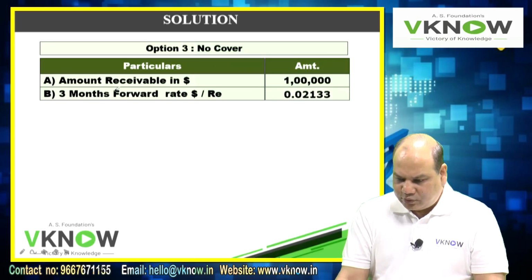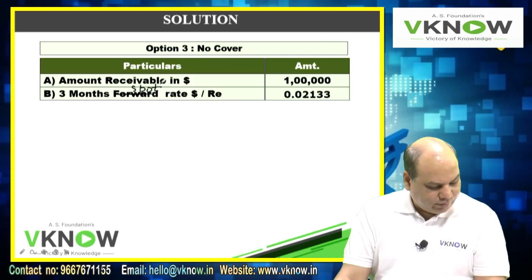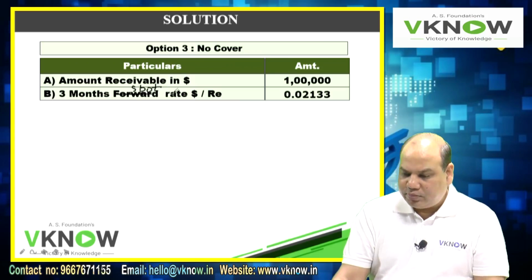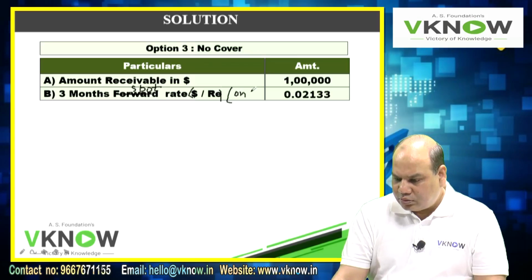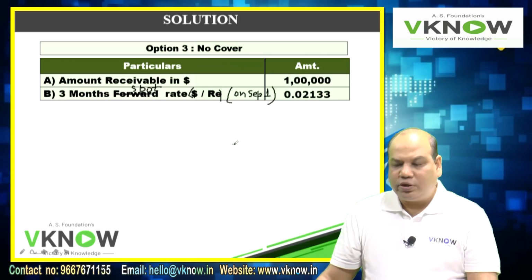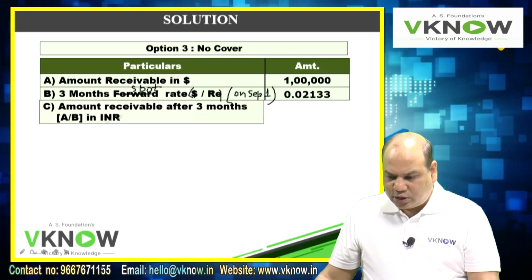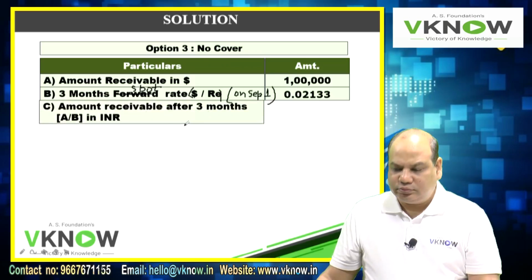Actually it should not be forward. It is the 3 months spot rate, in the last 3-4 lines of the question. On September 1, 2005, the 3 months spot rate, dollar per rupee, on September 1, is 0.02133. Now write down amount receivable after 3 months.